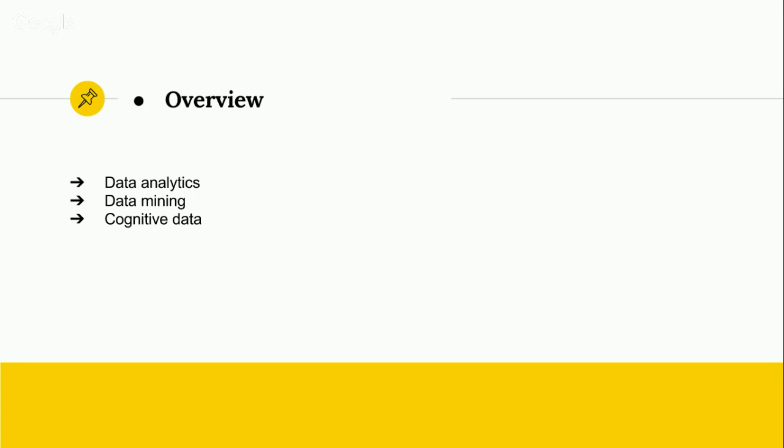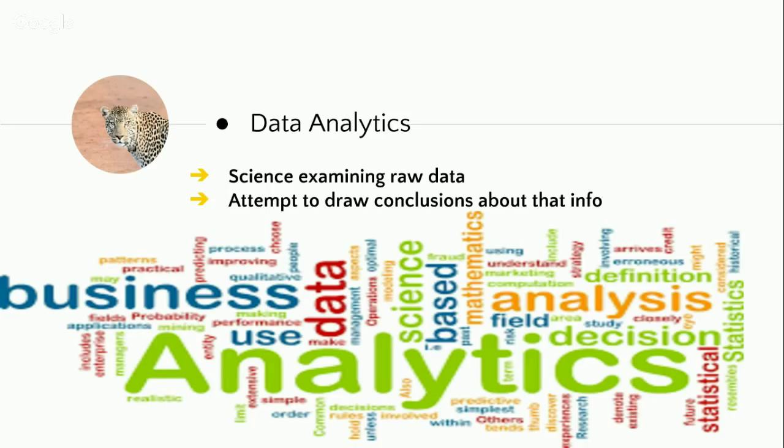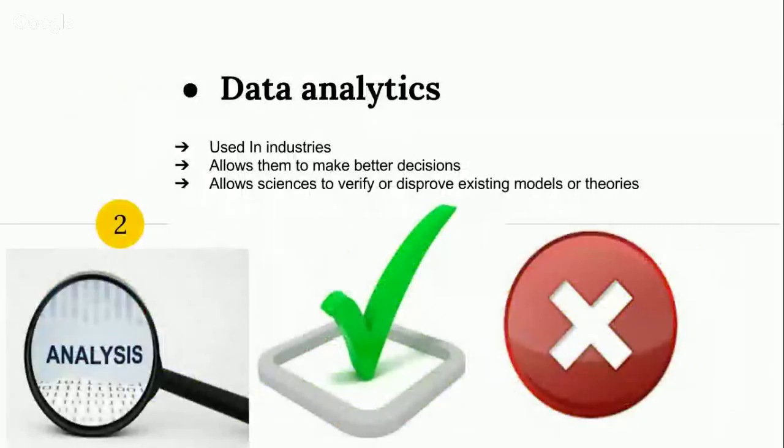Today, we will be discussing the topics of data analytics, data mining, and cognitive data. Let's explore the aspects of each one of those. First is data analytics, which is basically a science examining raw data and attempts to draw conclusions about that information. Let's see where data analytics is mostly used.